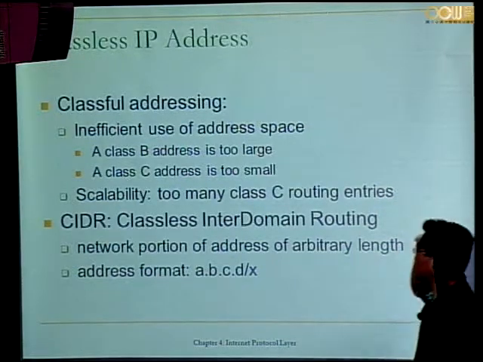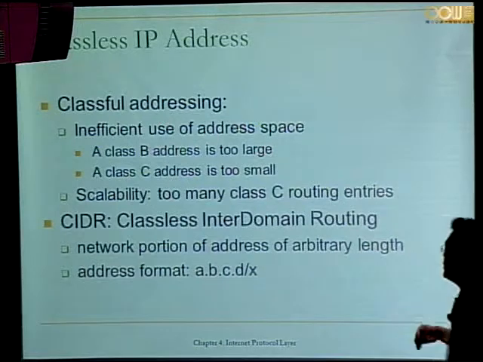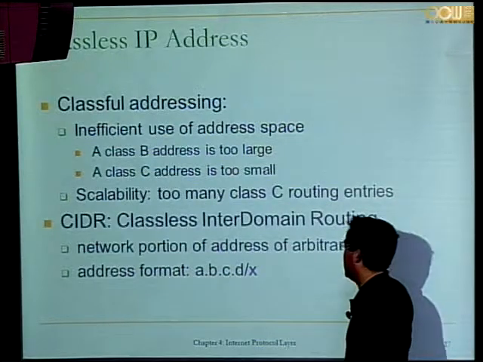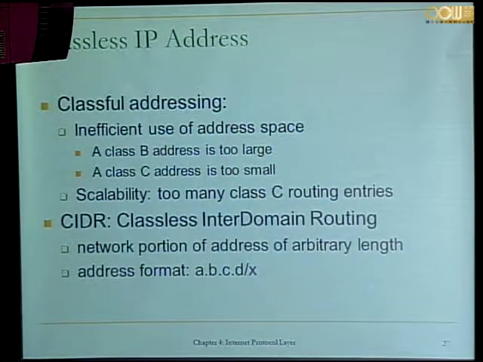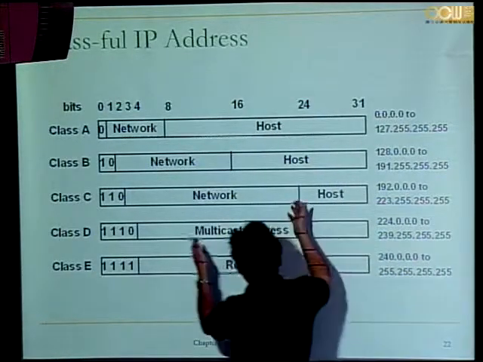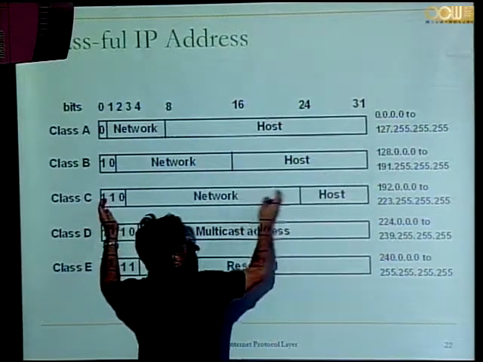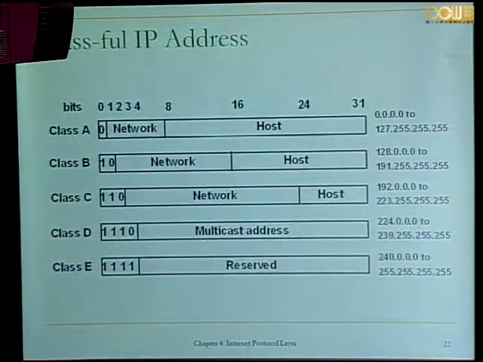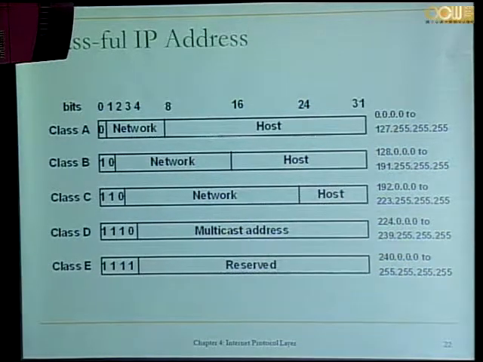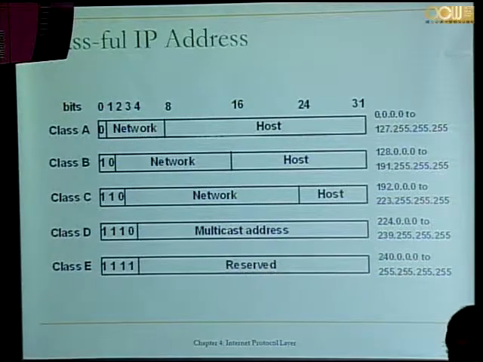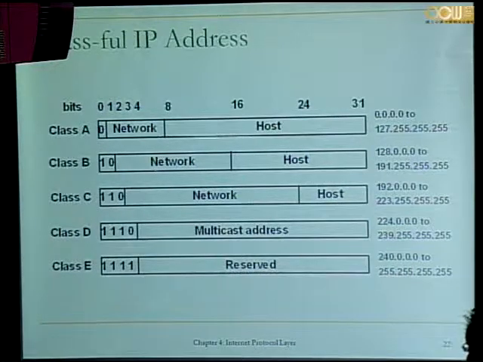So what we can do is classless inter-domain routing, meaning the network portion of the address could be arbitrary length. See, the network address does not need to be this long. It could be any length. So essentially, we forget about the ideal class, just classless, and the network address does not need to be 8 bit, 16 bit, or 24 bit. It could be 20 bit, 21 bit, any length.